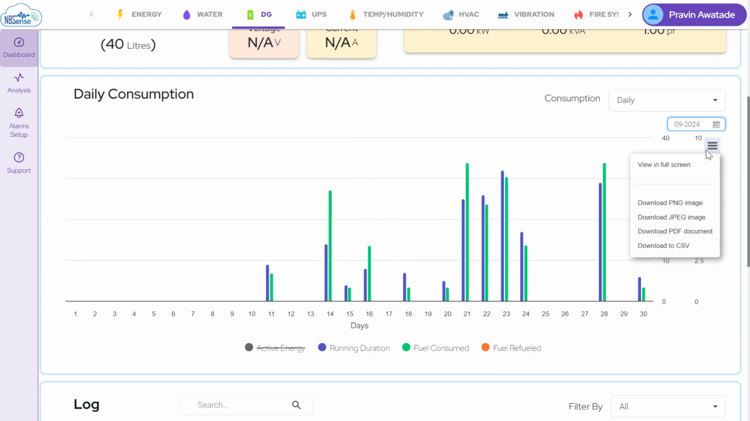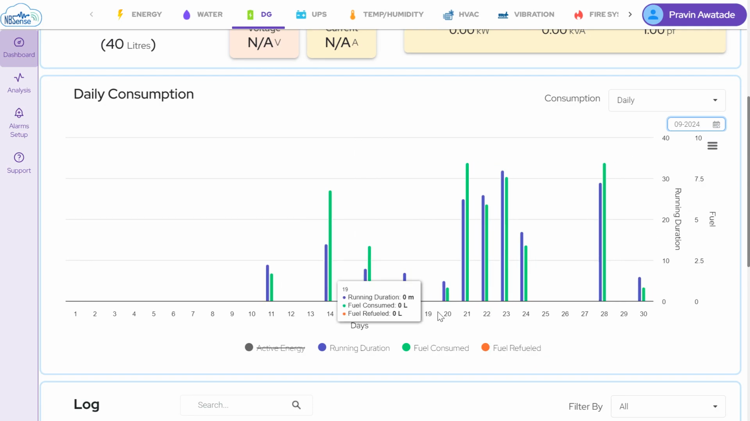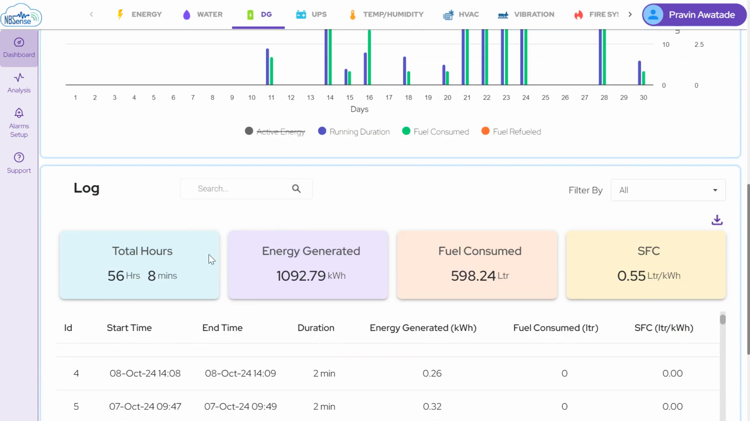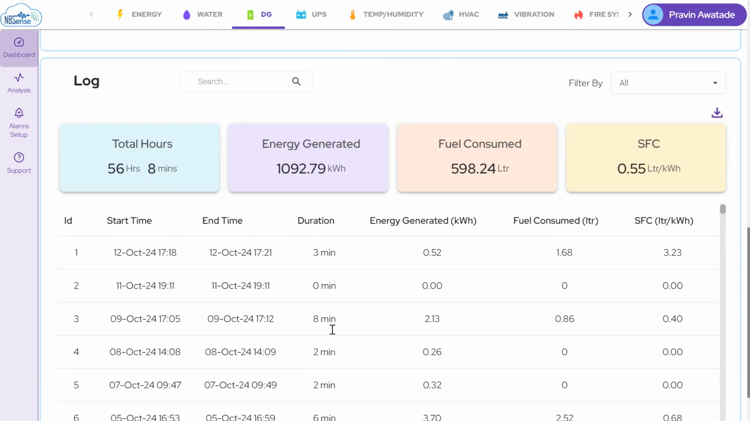This is common for all our insight and trend analysis. Below that, there is an option for the complete log history. This is a totalizer of total fuel consumed. The last option is SFC. SFC stands for specific fuel consumption, which indicates the energy efficiency of that particular diesel generator.